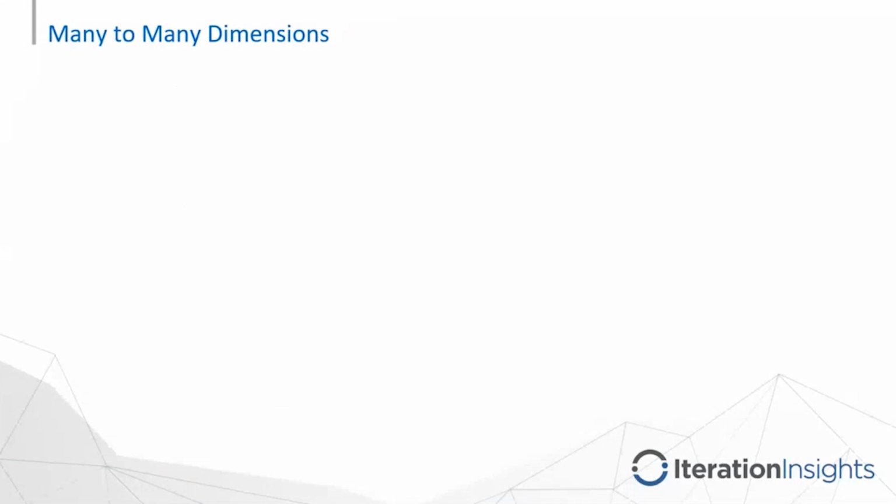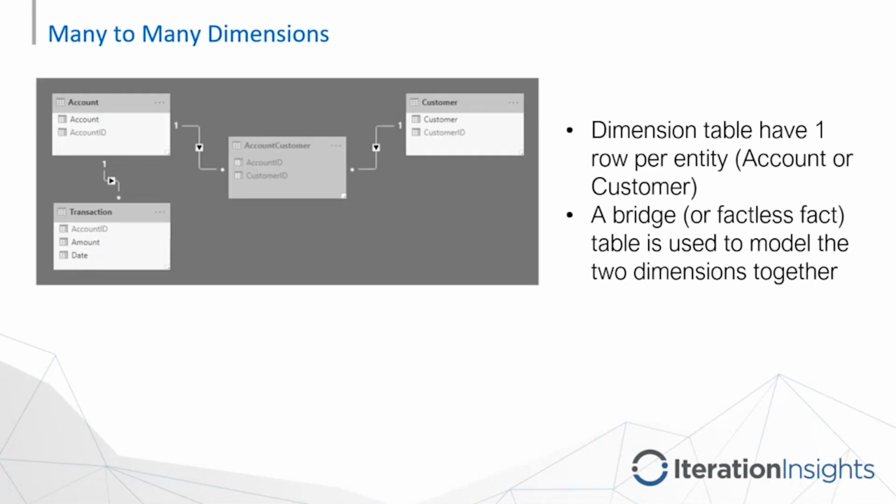So just talking a little bit more of the specifics of that first scenario where we're working with many-to-many dimensions. This is going to be the physical database model that we would end up having. So in our account table, so we've got the account table over here, we've got the customer table over here.